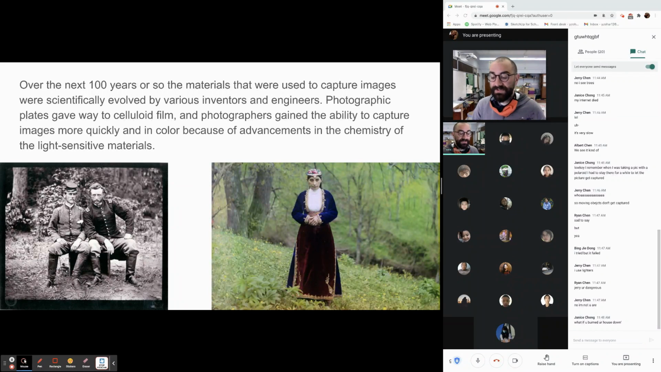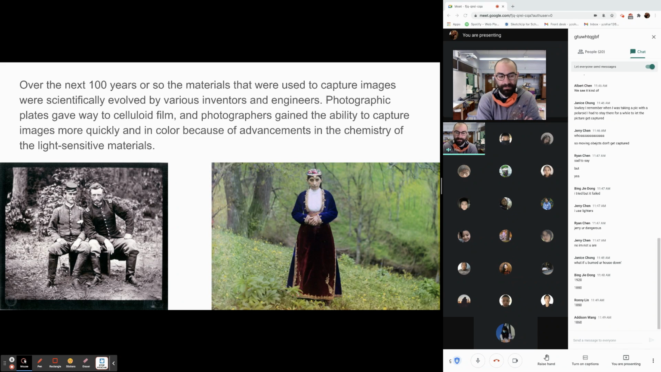On the left, we see an old photograph. When do we think that's from? I'm with Addison. I'm putting this in the 1860s. Because these gentlemen are wearing Civil War attire, American Civil War attire.